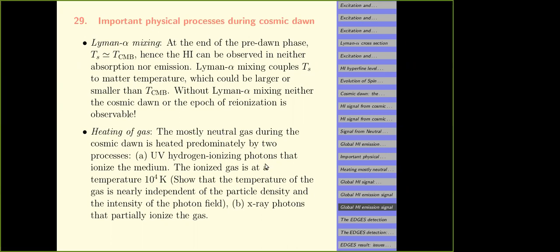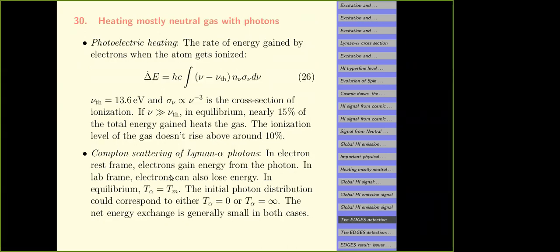Okay, UV hydrogen-ionizing photons ionize the medium. The ionized gas has a temperature of about 10^4 K, and you can show that this temperature is nearly independent of particle density and intensity of the photon field. But it is not of great interest to us, because this is the temperature of the ionized gas, something we do not see. X-ray photons partially ionize the gas, and I'll very briefly tell you how this actually works.